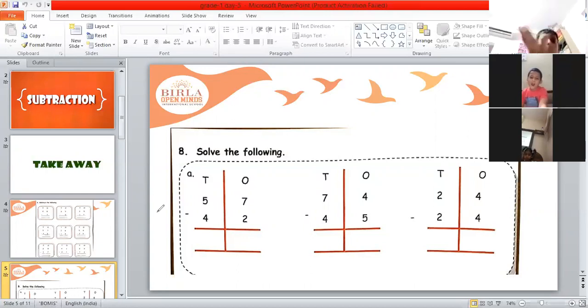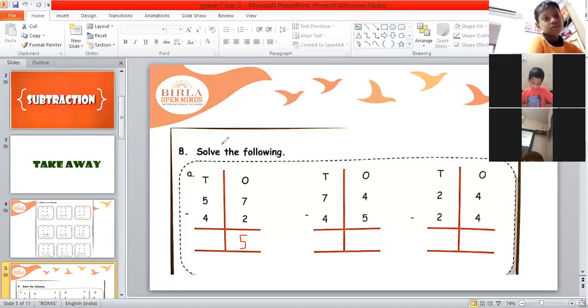Yes, what is the answer? 5. So 7 minus 2 is 5. Okay, now what are the numbers in tens place? What are the two numbers? 5 and 4. So tell me how many fingers you will take out quickly.